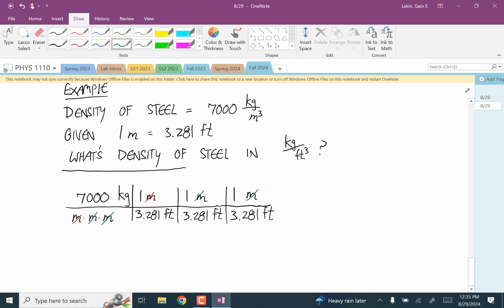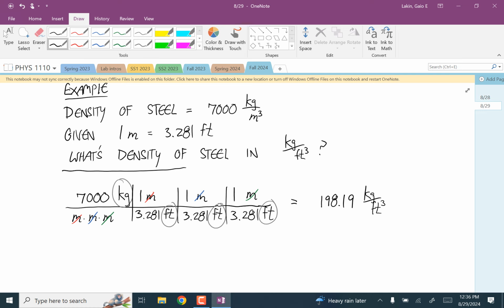And so now the units that we have are kilograms per feet cubed. And now just multiply and divide out the numbers, and you get something like 198.5, 0.19 kilograms per cubic foot. Anybody have any questions about that? Okay. So that's pretty much all there is to unit conversions.